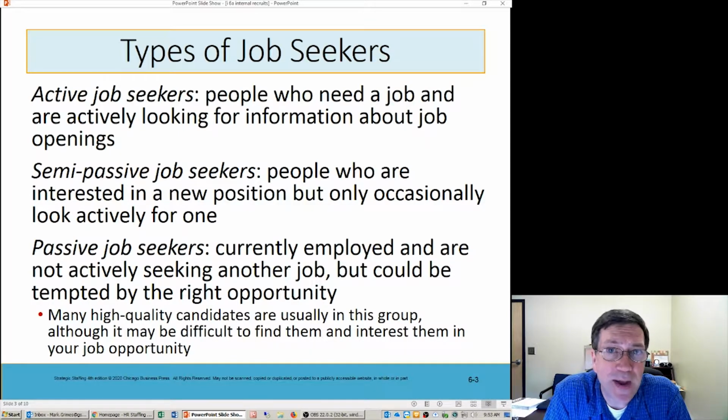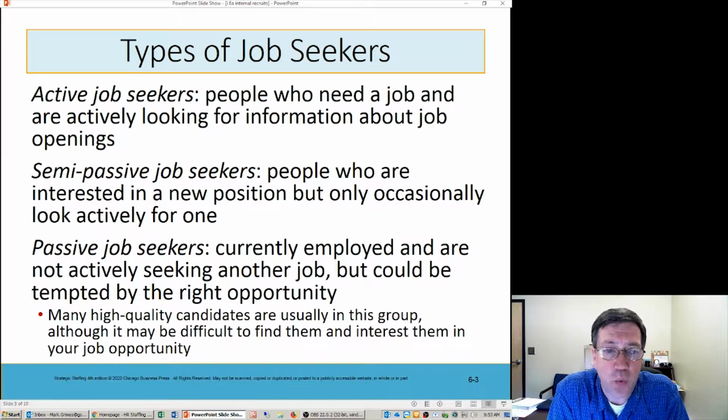As a college graduate, you are going to become, probably, most of you, active job seekers. The only reason why you wouldn't be an active job seeker is if somehow you managed to line up a job before you graduated, so there is a smooth transition. But at some point, you're actively working to try to get a job.